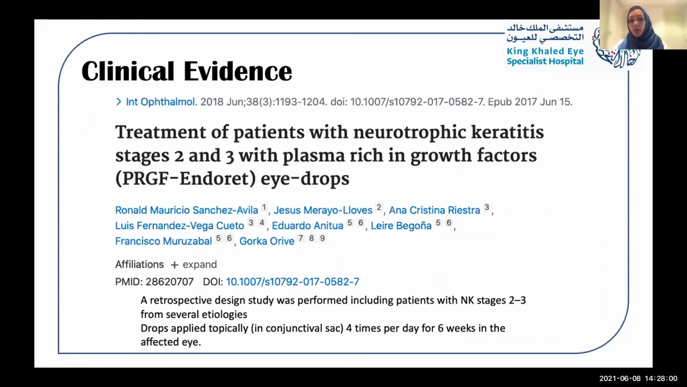So in the clinical evidence, one study was about treatment of neurotrophic keratitis with this plasma-rich in growth factor eye drops. It was a retrospective study evaluating the outcome of patients with neurotrophic keratitis stage 2 and 3 from different pathologies. And they had these drops applied 4 times a day for 6 weeks. And let's see the results.